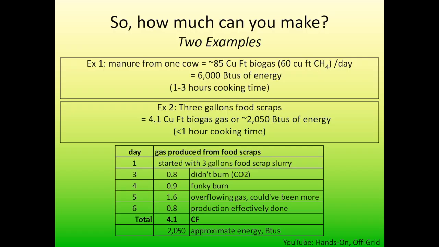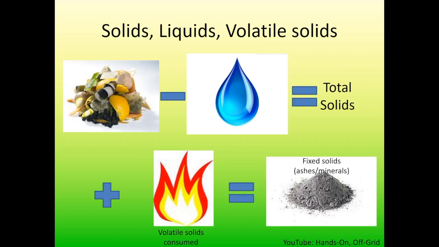Let's talk a little bit more about the process and some definitions. Feedstock consists of solids and liquids, mostly liquids. Most vegetative material and manures are 70 to 80% water. Additional water that you'll use in your digester helps to break down material and is important in the conversion process, but it adds nothing to gas production.